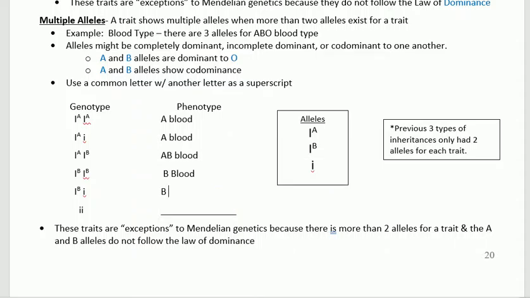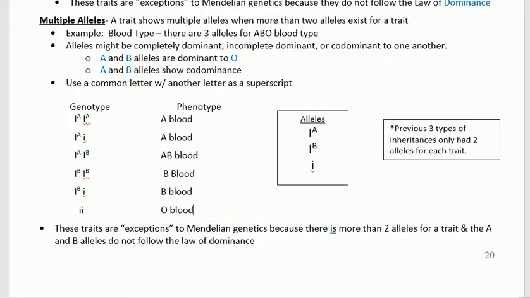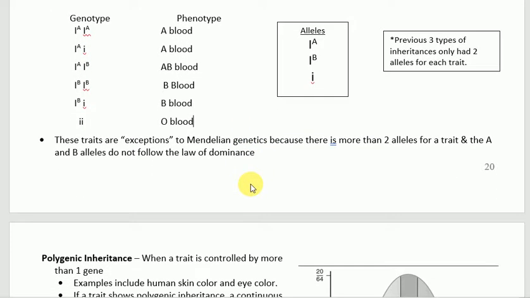Here, because it's dominant, we're going to end up with B blood. And then if we have 2 of the recessive, that is our O blood. So these traits are exceptions because there's more than 2 alleles for a trait, and the A and B alleles do not follow the law of dominance.